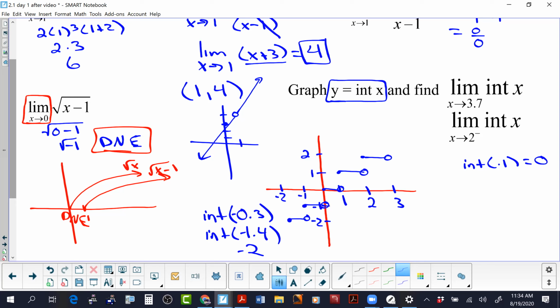So what's the limit as x approaches 3.7? No problem, it's 3. If you're in the middle, it's just going to be 3. If you're at the integers, now you've got a problem. The limit of the greatest integer as x approaches 2 from the left is 1. The limit as x approaches 2 from the right of the greatest integer is 2. And what does that tell you? Well, there's no limit at 2 because the one-sided limits don't equal each other.